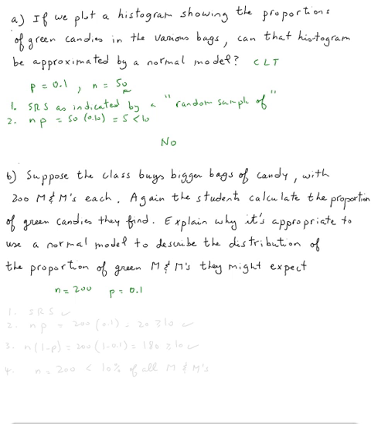So we need to check everything again. So for number one, we already checked it, right, for the SRS. So it's checked because they select the sample randomly. For number two, now our n is different. So n times p is equal, my n this time is 200. My p is still 0.1. But if I multiply them, I get 20, which is bigger or equal than 10. So this is already okay.